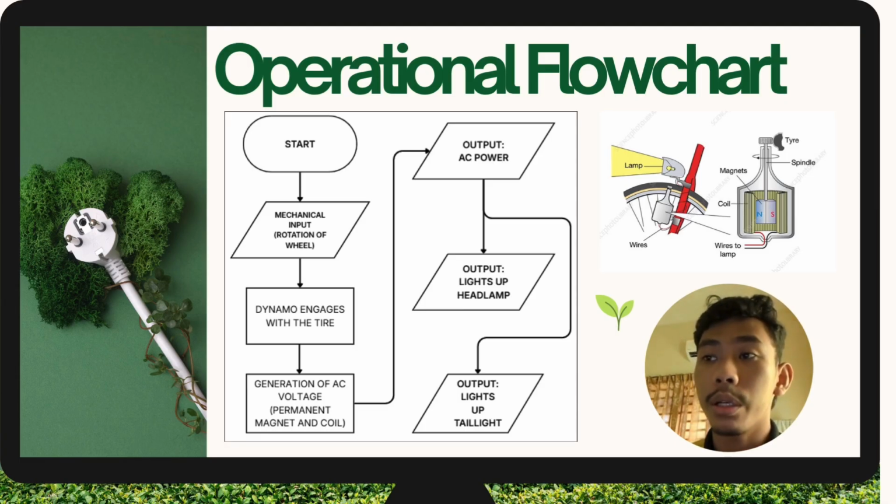So what we do is, first, when we rotate the bicycle wheel, the dynamo will engage with the wheel, which will rotate the coil inside the dynamo, and the coil will rotate near the magnet. Faraday's law says that every time a magnet moves near a coil, a voltage will be induced in the coil. From that, AC voltage will be generated. The generated AC voltage we use to power the bicycle headlamp and also the tail light.